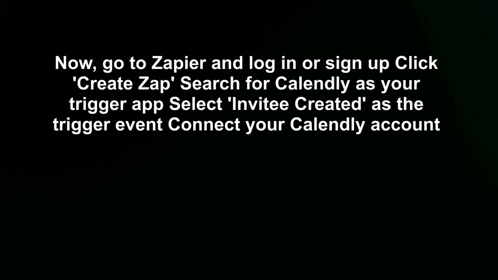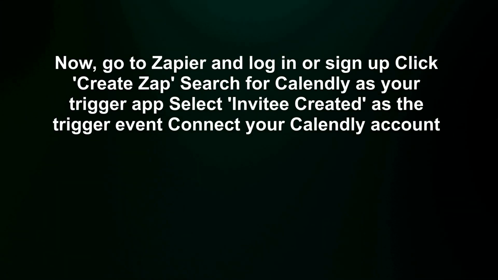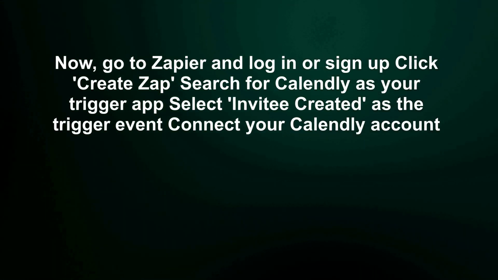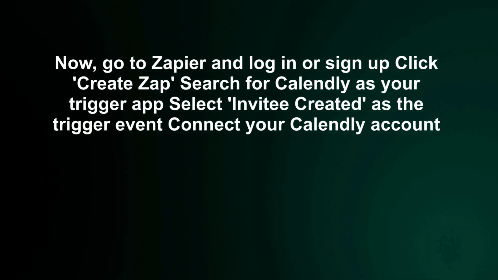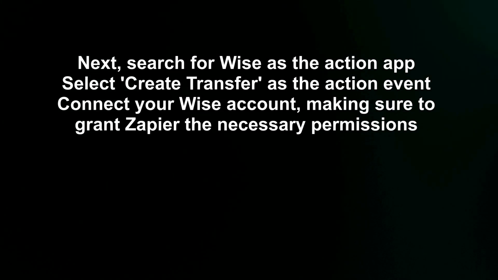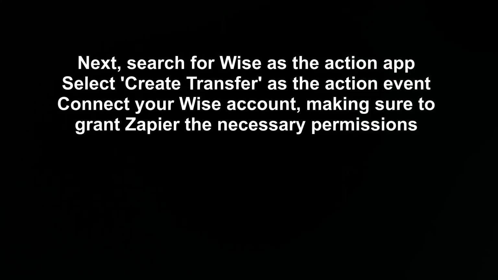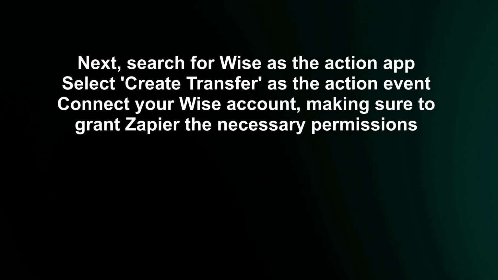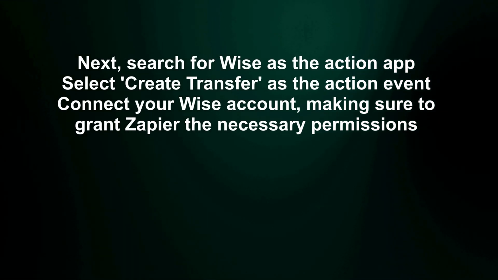Now, go to Zapier and log in or sign up. Click Create Zap. Search for Calendly as your trigger app. Select Invite created as the trigger event. Connect your Calendly account. Next, search for Wise as the action app. Select Create Transfer as the action event. Connect your Wise account, making sure to grant Zapier the necessary permissions.